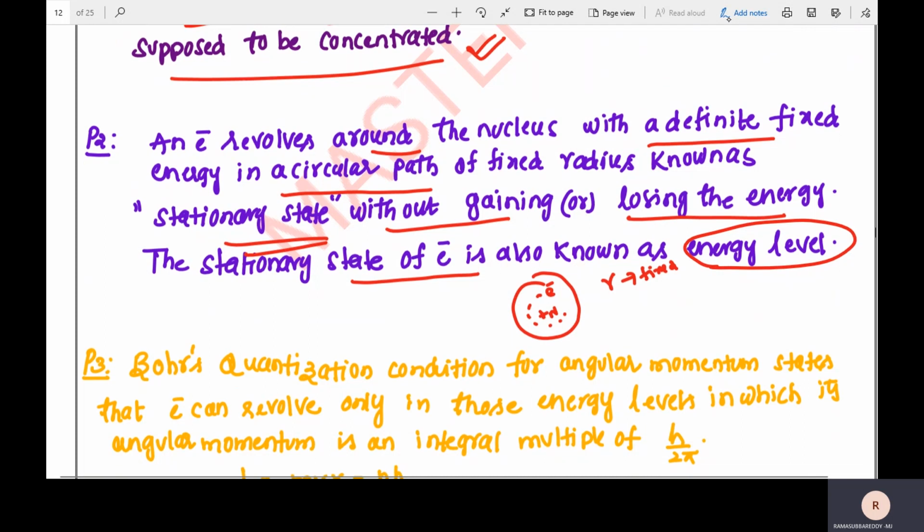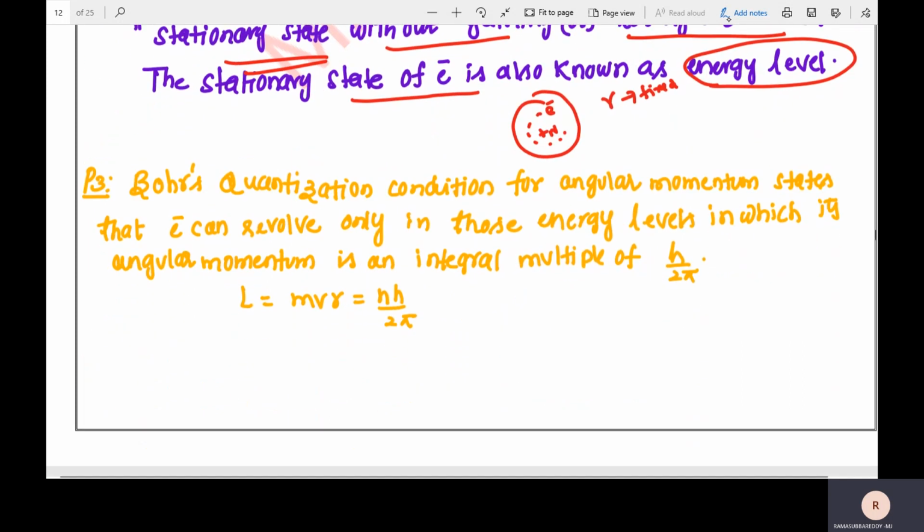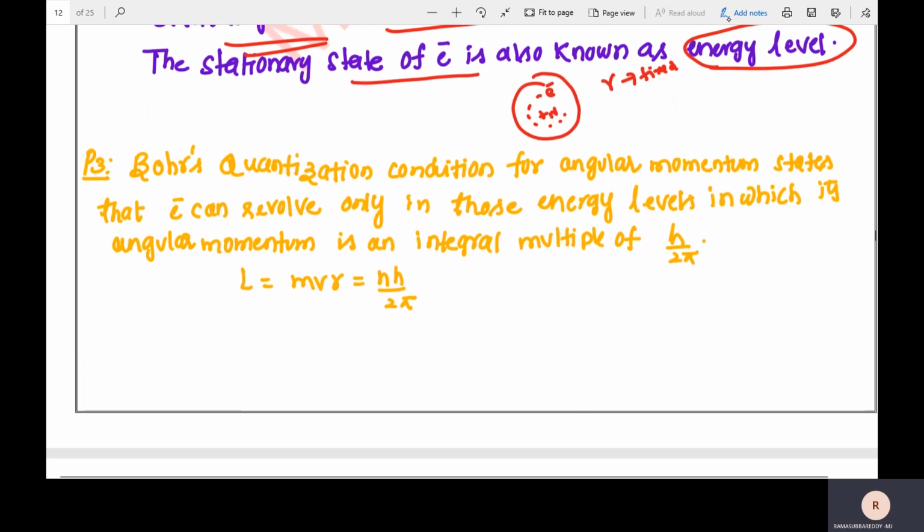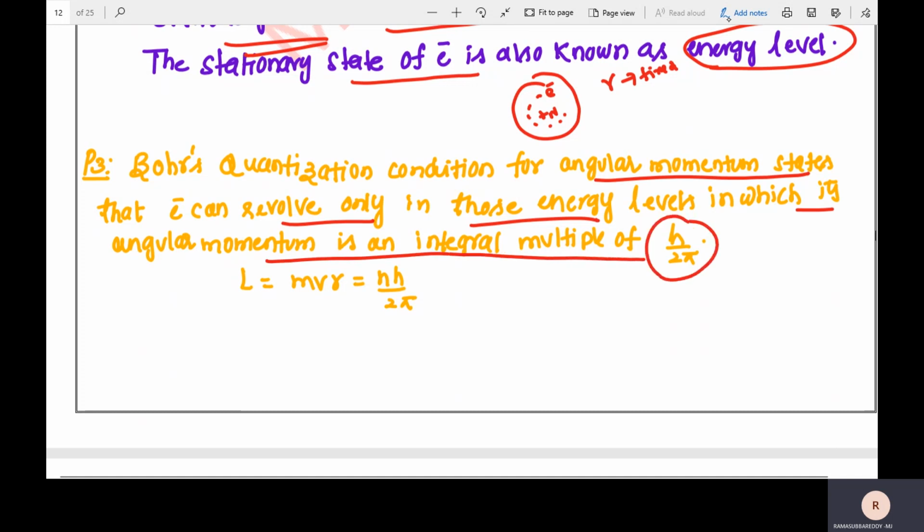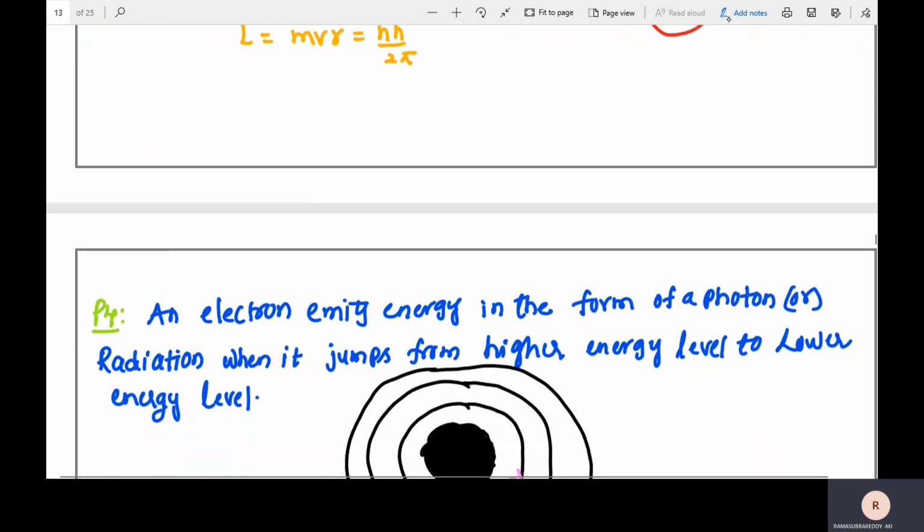Then the third postulate, the Bohr quantization condition for angular momentum. He states that the electron revolves only in certain energy levels in which the angular momentum is equal to an integral multiple of h by 2 pi. That means L is equal to mvr, which is equal to nh by 2 pi. Only in that particular case do we get the quantization condition. That is the third one.